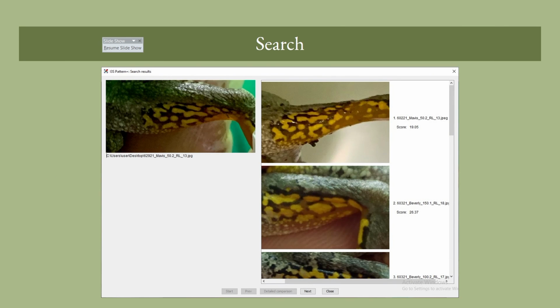Once we conduct a search, it will give me 50 results, 1 through 50, and the lower the score, the better. So the lowest score is going to be at the number 1 ranking.